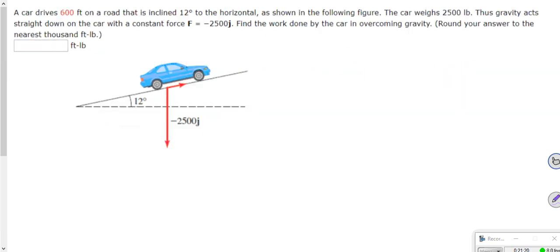Okay, next. We are cruising right along. Now, these, I'm a total geek, but I kind of like them. Same kind of deal. A car drives 600 feet on a road that is inclined 12 degrees to the horizontal. Right off the bat, that vector is going to be 600 times cosine 12 for your I component and 600 times sine 12 for your J component. So that is going to be force.